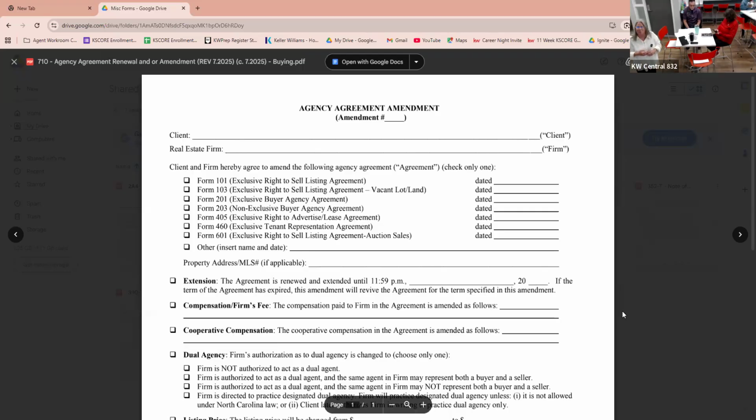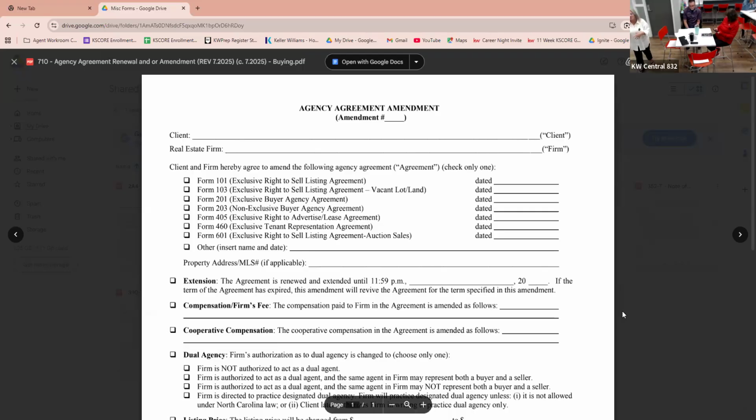Okay, so this can modify the listing agreement, and it can also modify the buyer agency agreement. Not a separate form, there used to be. Glad it's just one now. We need to extend, whether we're extending the listing or the buyer agency agreement. Just a reminder that your agency agreement must go all the way to closing.